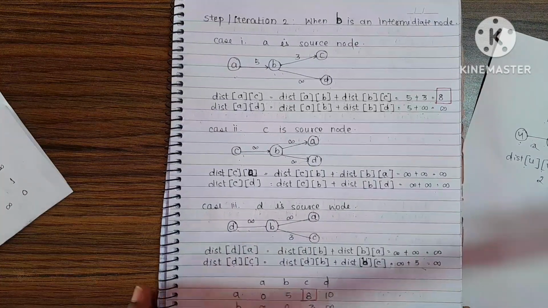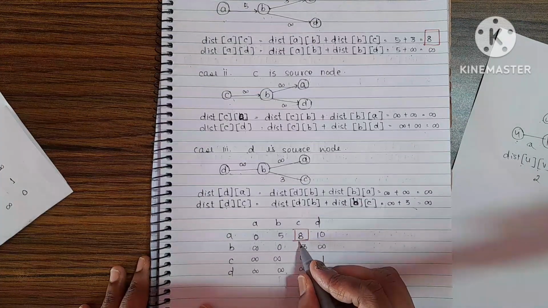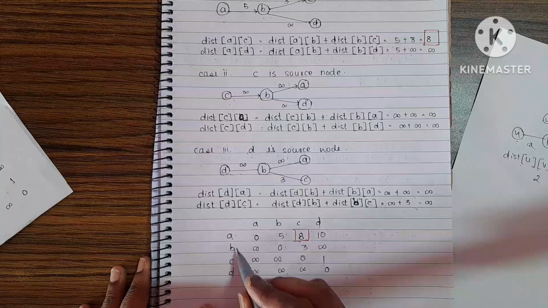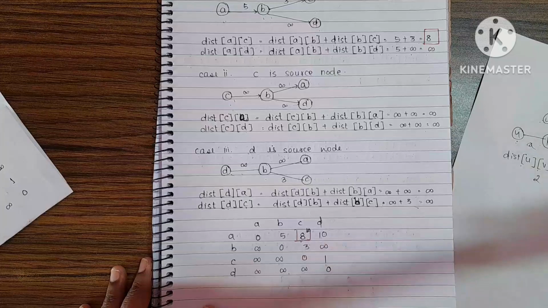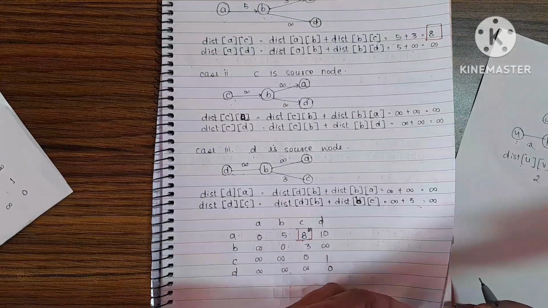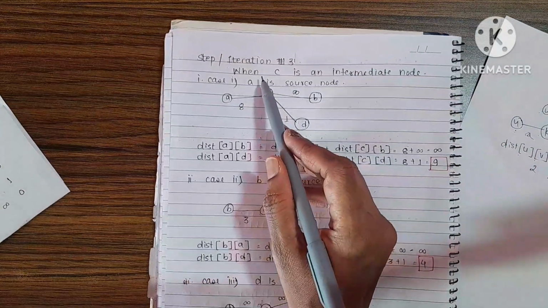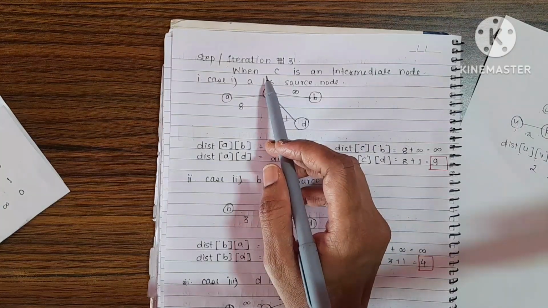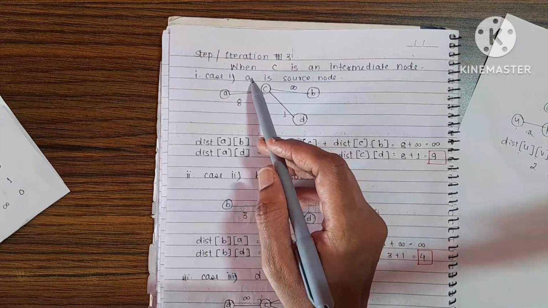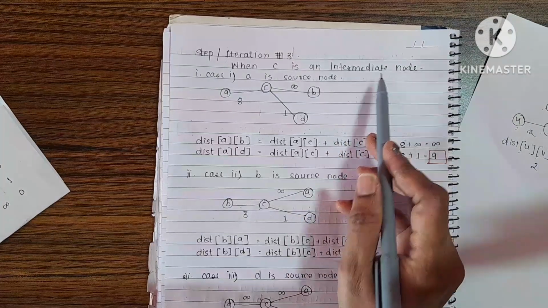So the output of the second iteration is shown here, where we find an updation with this AC distance only. Now moving on to the third iteration. With the first two iterations, we have treated A and B as intermediate nodes. Now the third choice is where C is selected as an intermediate node.